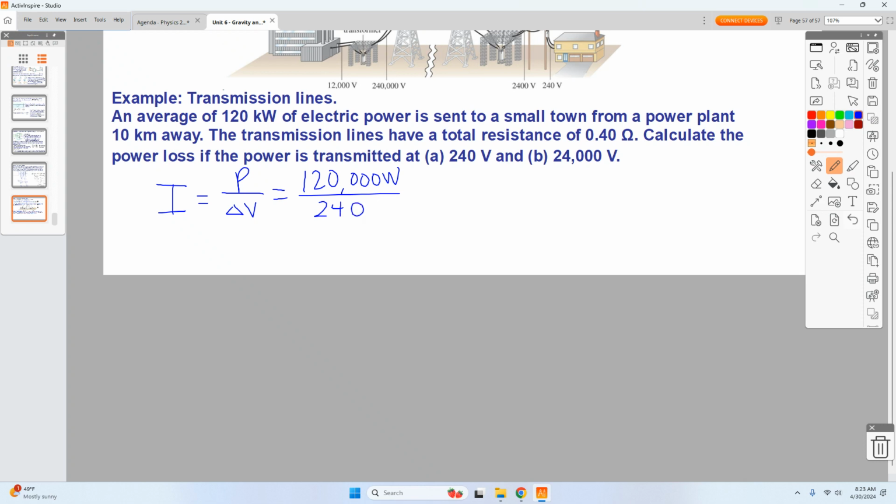If I were to transmit that power at 240 volts, the amount of current that I'd have to deliver in those wires would be 500 amperes. So if I transmitted that power at 240, I'd have to have 500 amperes of current flowing through those wires. Now, if power is equal to I squared times R, this would be power loss. This is what we would call dissipative heating, right? The wires are going to get hot.